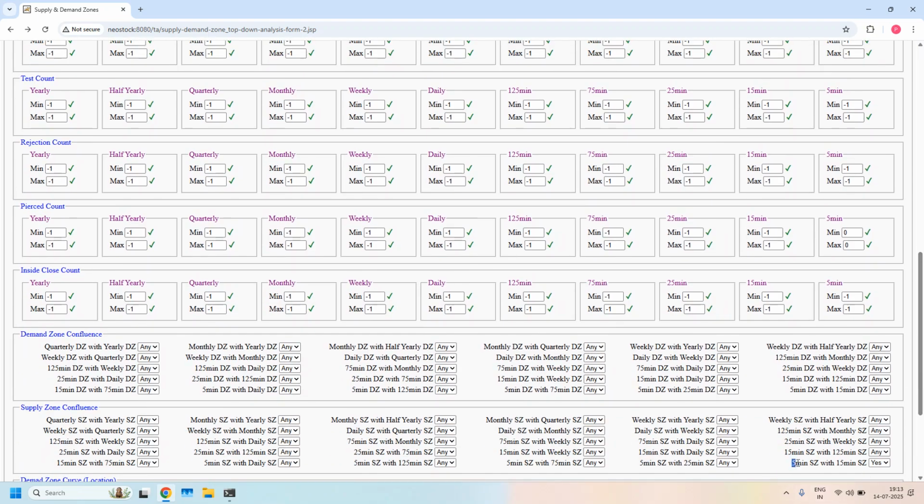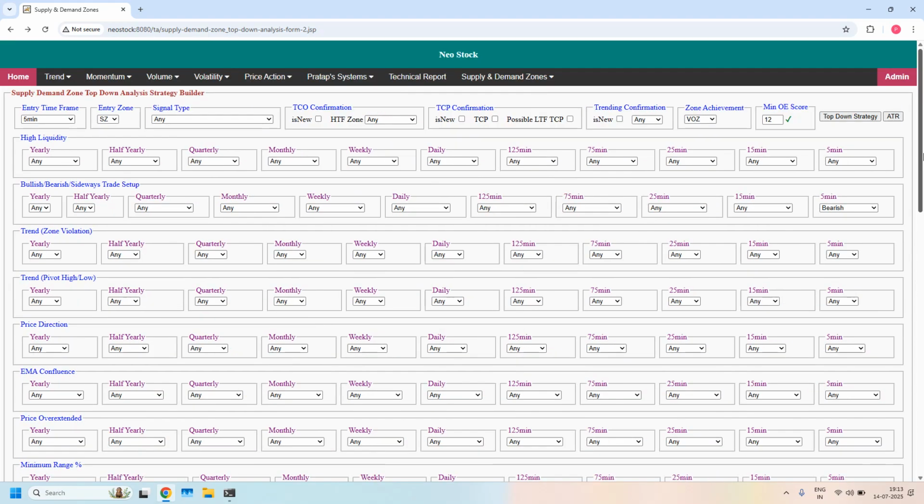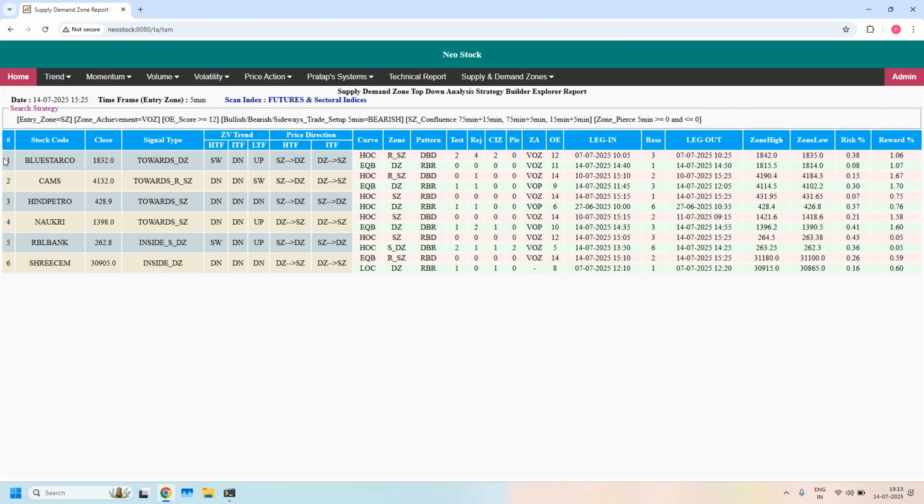3 filters I have to set. This is the first one. 5 minutes and 75 minutes, 15 minutes and 75 minutes supply zone confluence. With all the 3 filters, we got 6 stocks. In these 6 stocks, all the 5 minute supply zones overlapped with 15 minute supply zone, both together overlapped with 75 minute supply zone. And 75 minutes trend is down in 4 stocks out of 6.